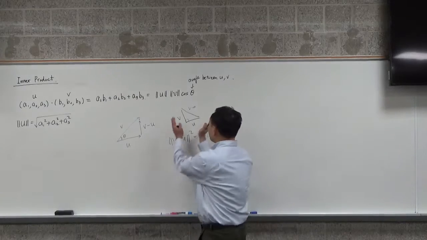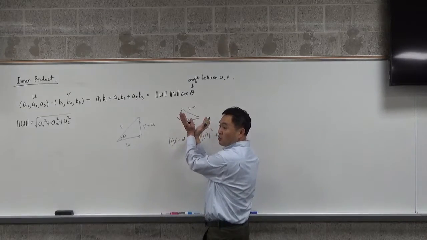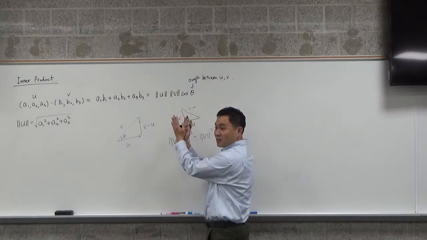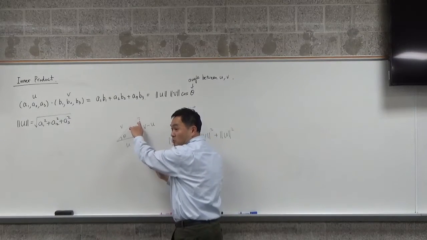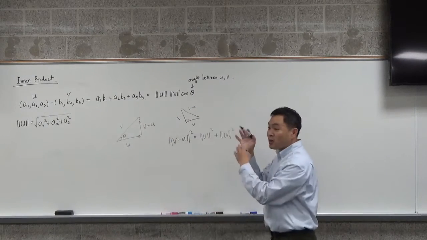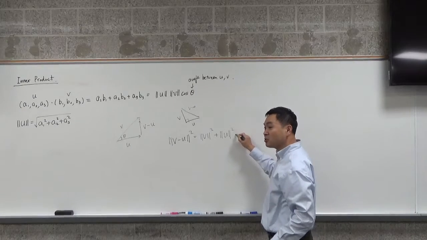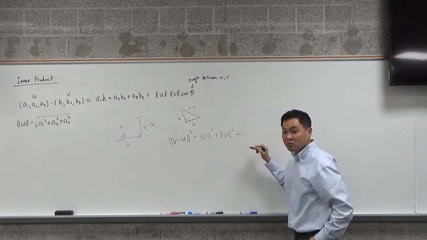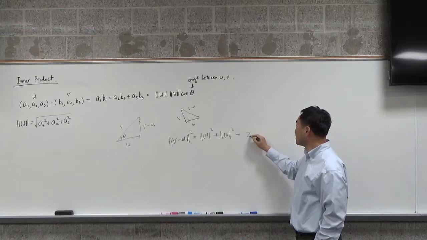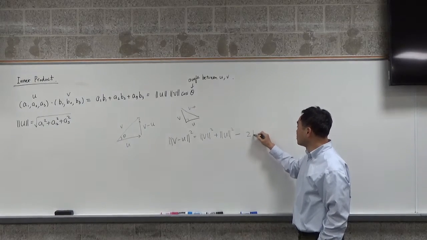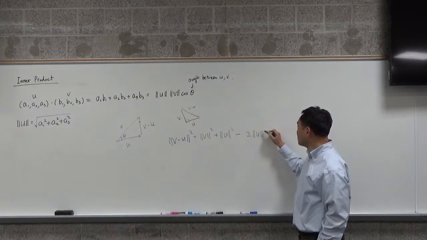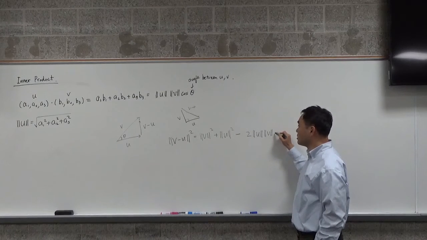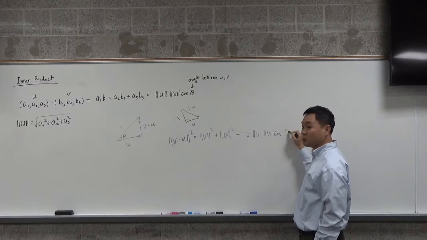Well, compared to 90 degrees, if the angle goes smaller, then this length becomes smaller, so you have to subtract something. And what do you subtract? That's called the cosine law. You have to subtract the norm of u times the norm of v times the cosine of the angle between.